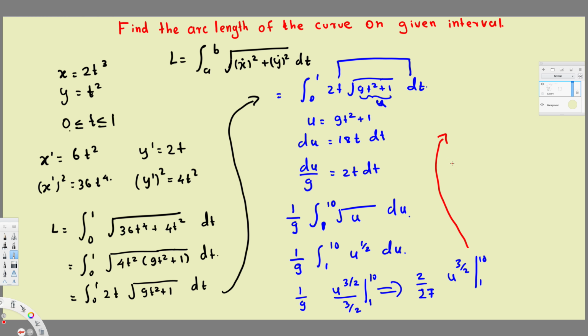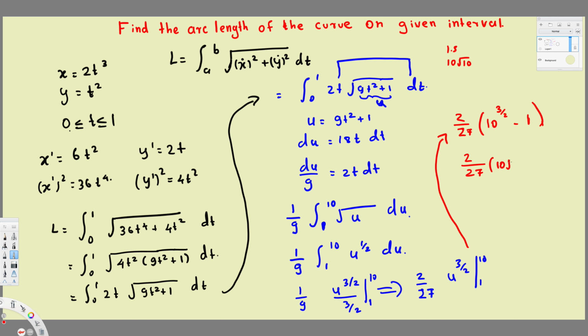So let's continue here. 2 over 27 times u to the power 3 by 2. First we apply the 10: 10 to the power 3 by 2, and here we have 1 to the power 3 by 2, which we can just write as 1 because 1 to any power is 1. 3 by 2 means 1 and a half, so we can write 10 to the power 3 by 2 as 10 times root 10, because root 10 means power half. So we can write this as 2 over 27 times (10 root 10 minus 1), and that's going to be the final answer. And that's how we find the arc length of this curve. I hope you guys find this video helpful. Thank you for watching.